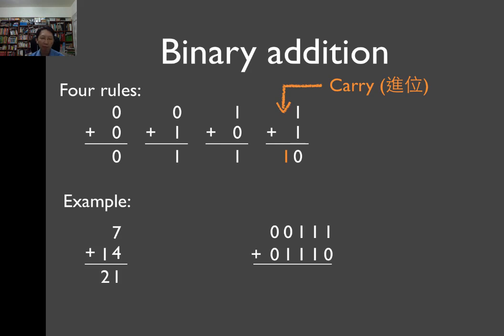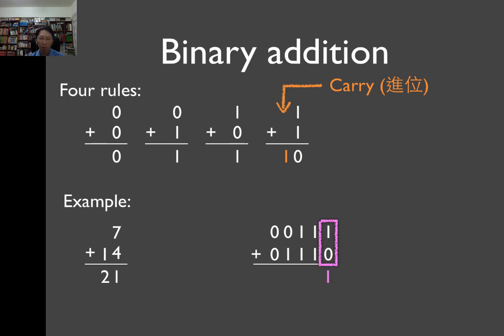Now let's see an example. 7 plus 14 in decimal. Let's see how its binary addition works. 7 is represented as 00111 in binary. 14 is represented as 01110 in binary. As we have shown, the conversion is done by successive division. Using successive division, we can convert these binary representations.